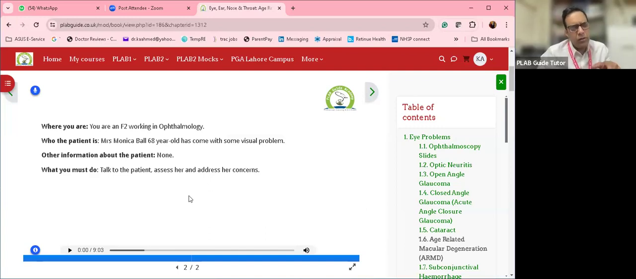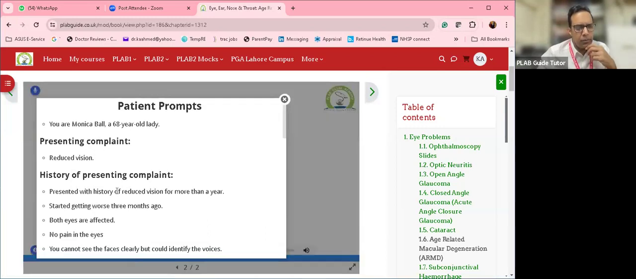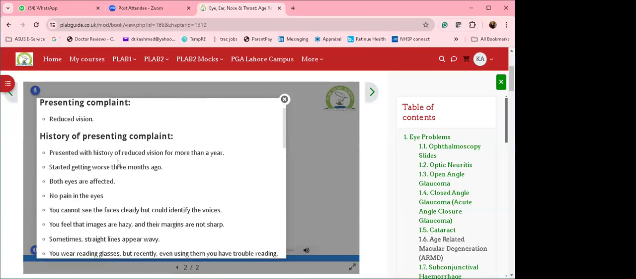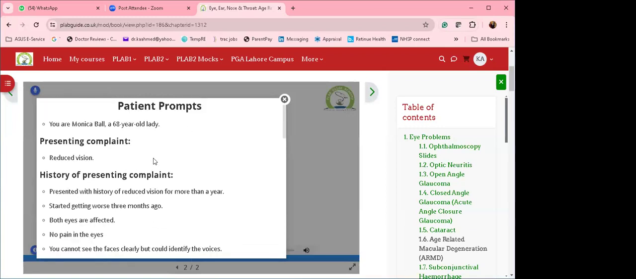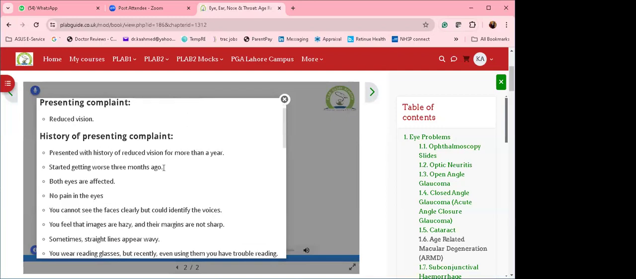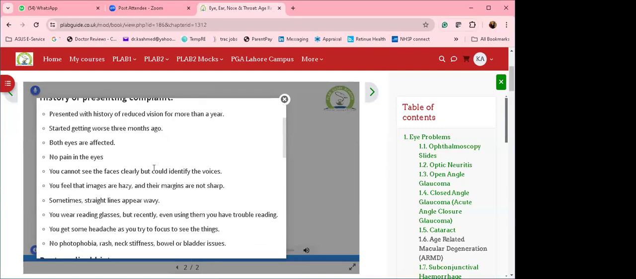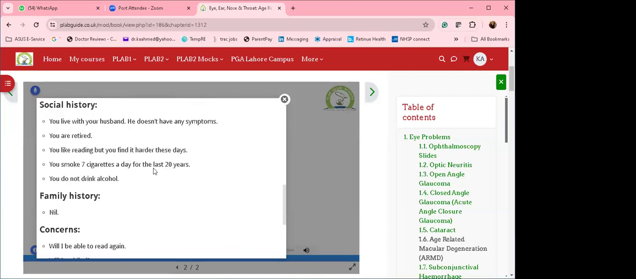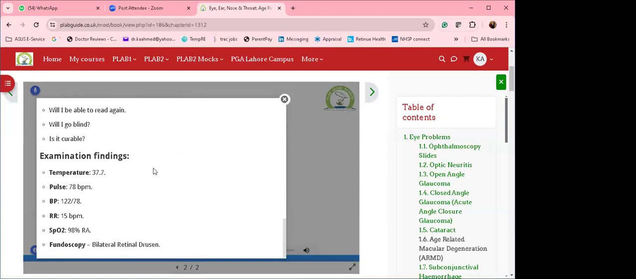If you click on this icon at the bottom, it may show us the background information. The history of presenting complaint. Very nice. There is a lot of information there.